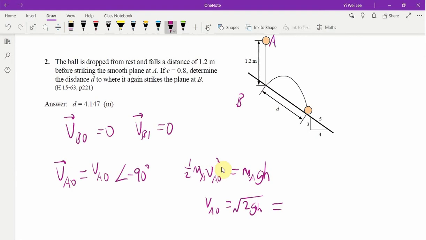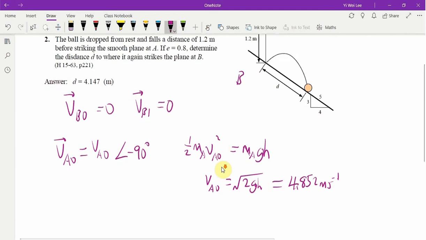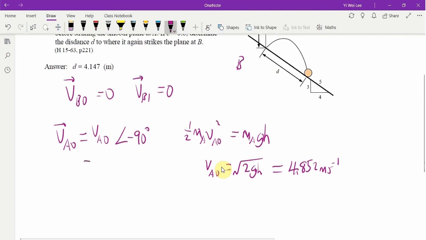So this is actually 4.852 meters per second. Let me just check my equation again. Okay, so we have it. So in other words, we know the velocity of A before collision is equal to 4.852, direction negative 90 degrees.